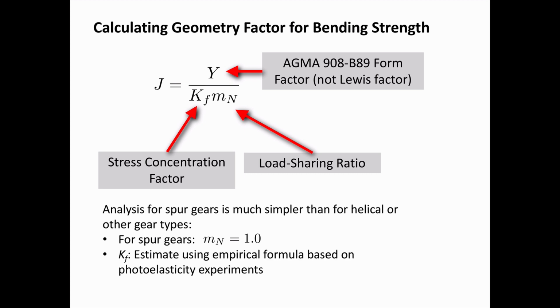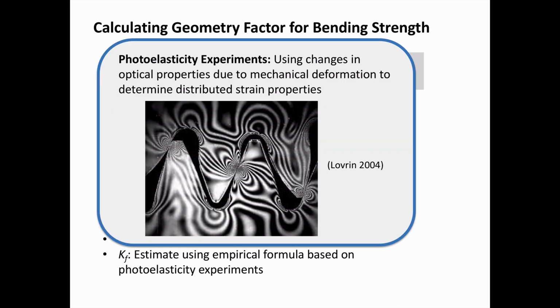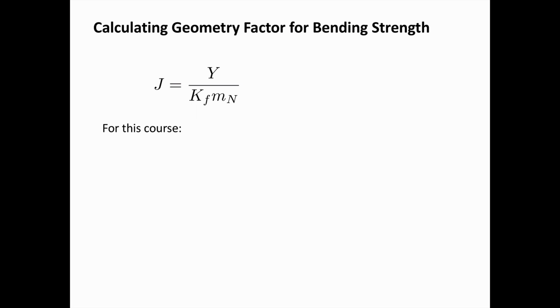K sub F we can estimate using an empirical formula that was developed years ago based on photoelasticity experiments. You might wonder, what is photoelasticity? These experiments use changes in optical properties due to mechanical deformation to help us determine what distributed strain properties are. So we're looking here at an image of two gears that are meshed with a load applied, and we can see both at the points of contact and also near the tooth root, there seems to be a lot more strain going on. Okay, back to calculating J.